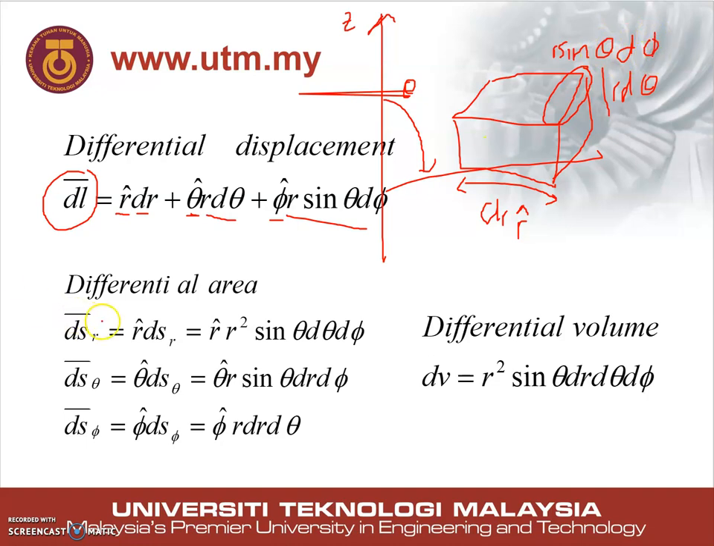Next is the differential normal surface area. The same here, ds r is the normal direction in r, ds theta is the normal direction in theta, ds phi is the normal direction in phi. And this is the differential volume, which is r squared sine theta dr d theta d phi. We continue to the next slide.